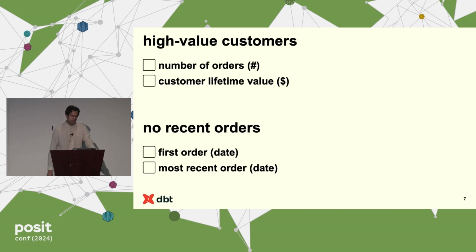What you decide to do is analyze and break up the 2 different parts of the prompt into high value customers and no recent orders. For high value customers, you decide to look at number of orders and their lifetime value, which is the sum total of how much they've spent with you. And for no recent orders, you decide, okay, we'll look at the dates of their first order and their most recent order. So let's get cracking.